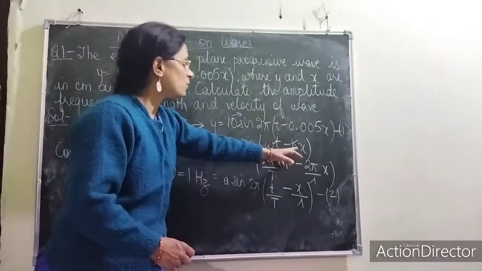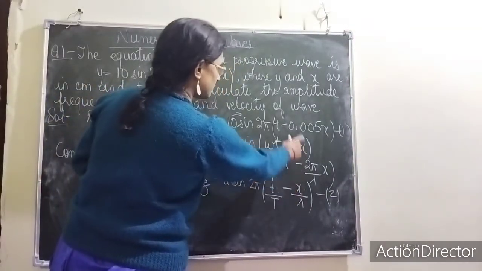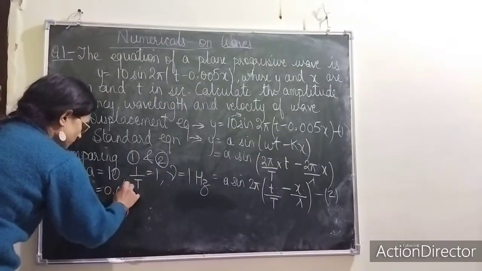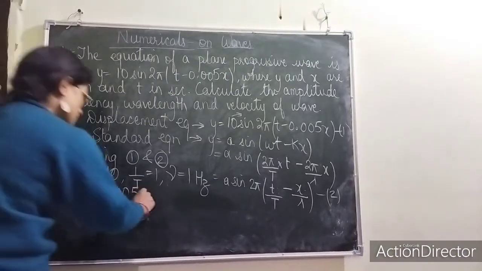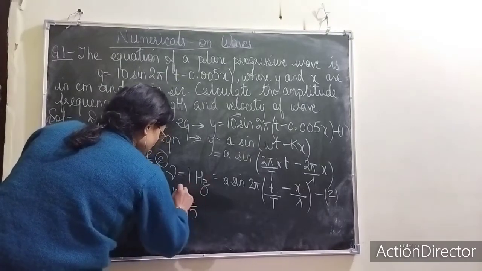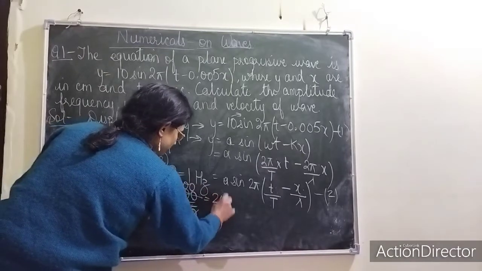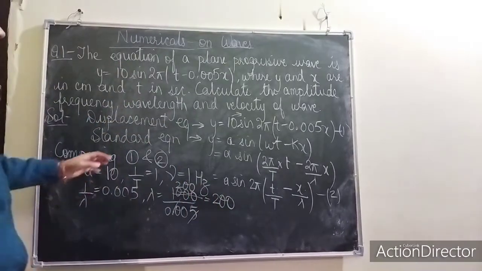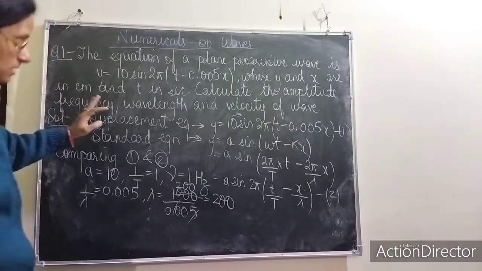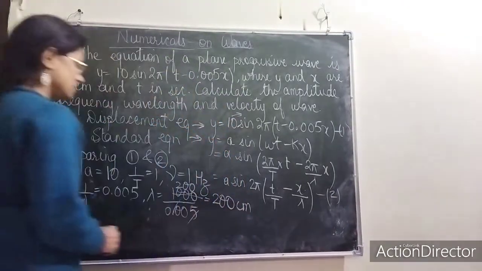This you know. Now after that, k. In place of 1 upon lambda, we have 0.005. It means 1 upon lambda is equal to 0.005. So lambda will be 1 upon 0.005. Removing the decimal, 5 twos are 10, it is 200. So here we are getting 200. This value of lambda will be in centimeter, so this is 200 centimeter.